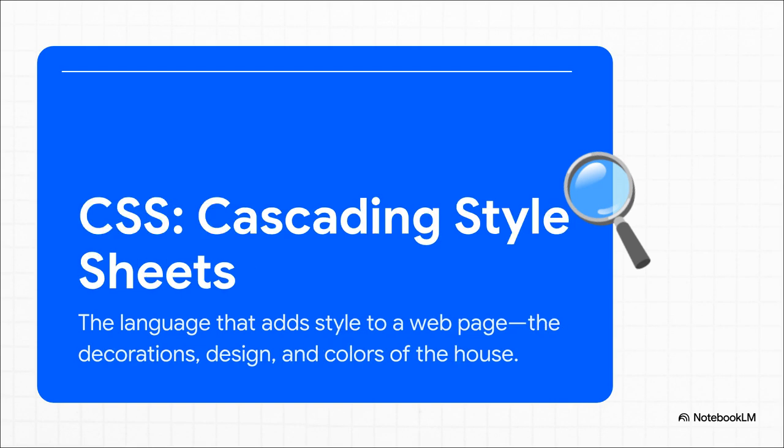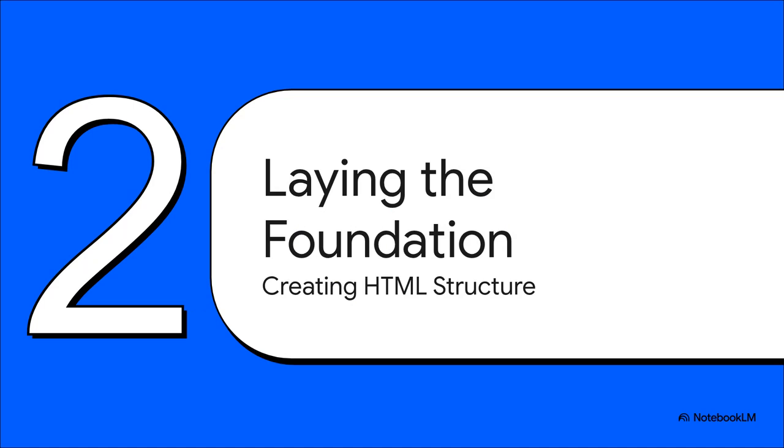And then you've got CSS, or cascading style sheets. So if HTML is the skeleton, CSS is, well, it's the personality. It's the clothes, the haircut, the style. It takes that raw HTML structure and tells the browser how everything should look. What color should the text be? How big is that heading? Where on the page does this photo actually go? That's all CSS.